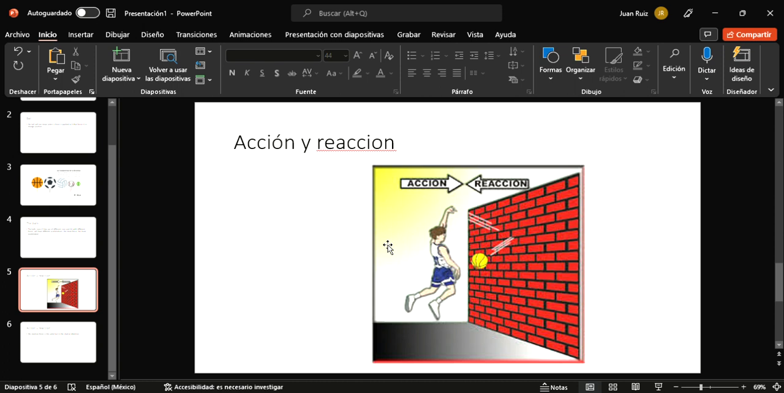The formula for the law of action and reaction is F1,2, the force of body 1 on body 2, or action force, is equal to the force of body 2 on body 1. The reaction force will have the same magnitude as the action force, but in the opposite direction.